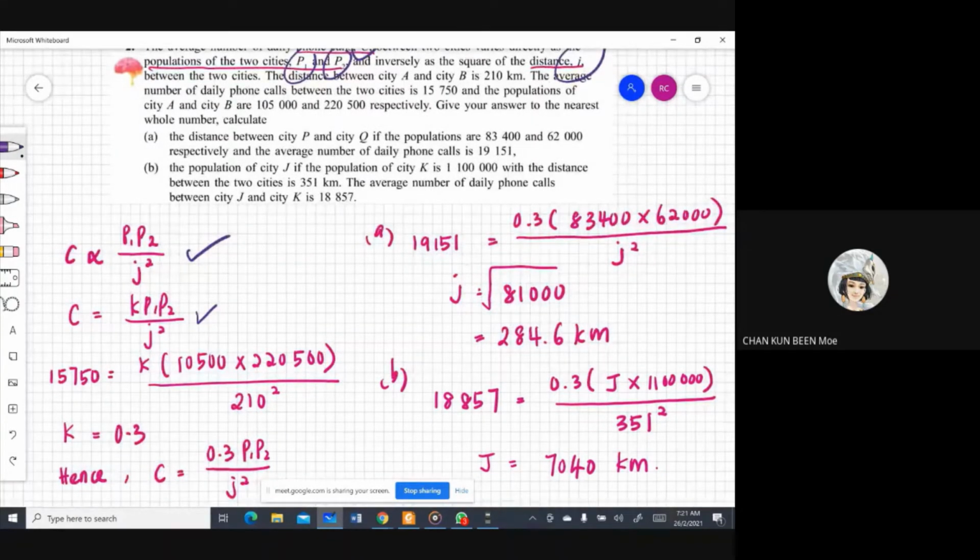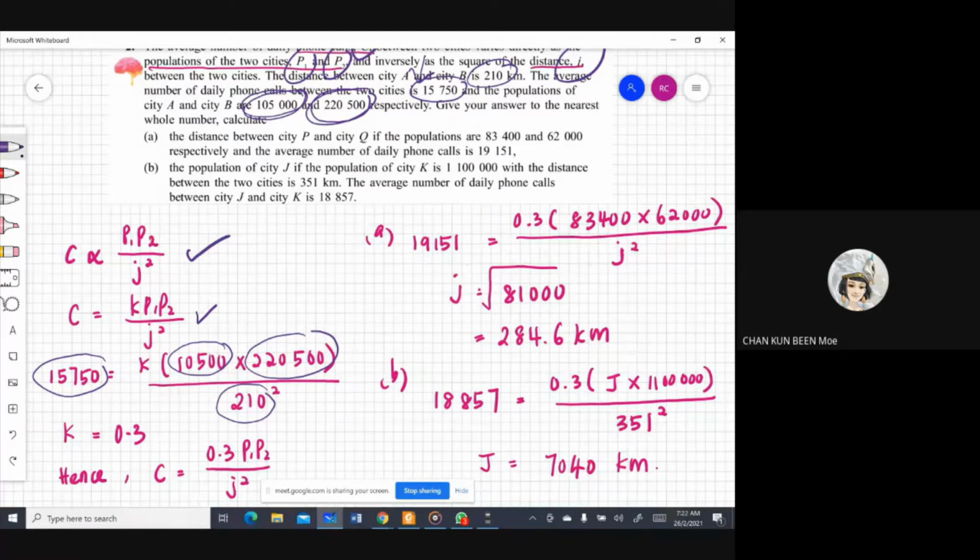Okay, now the average number of daily phone calls between the 2 cities is 15750. And the population of city A and city B are 105000 and 220,500 respectively. Give your answer correct to the nearest whole number. So substitute the telephone call into C. Substitute the population of city A and city B with this. Okay, and after that, the distance between the two cities is 210. So your substitute becomes 210 squared because you follow the formula. Then you find the value of K.